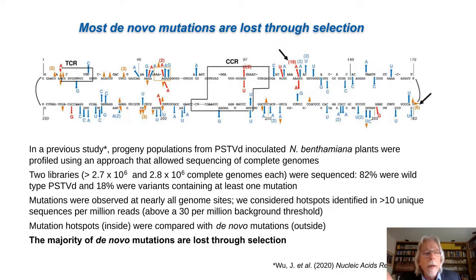Now, in a previous study, we deep sequenced progeny from PSTVd infected Nicotiana benthamiana plants, and I won't go through this in great detail, but we looked for mutation hotspots that were found in those variants above a background threshold of 30 reads per million. And we identified hotspots that were present in 10 unique sequences per million reads above that threshold. Those are shown on the inside of the genome, and when we compared those with the de novo mutations, it was clear that most of the de novo mutations were lost through selection.